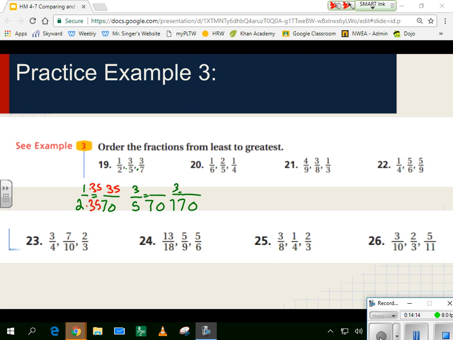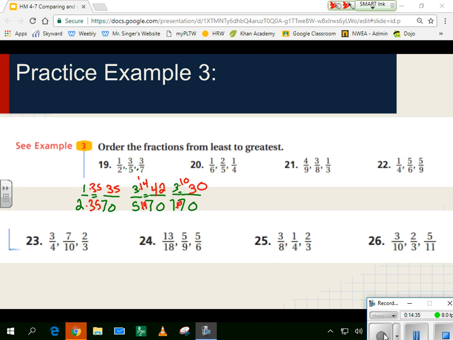Now, how many times do you multiply 5 to get 70? You would do that 14 times. What you do to the bottom, you do to the top. 14 times 3. 3 times 4 is 12. Carry the 1. So you get 42. And how do you get from 7 to 70? You multiply by 10. You multiply by 10, you get 30.